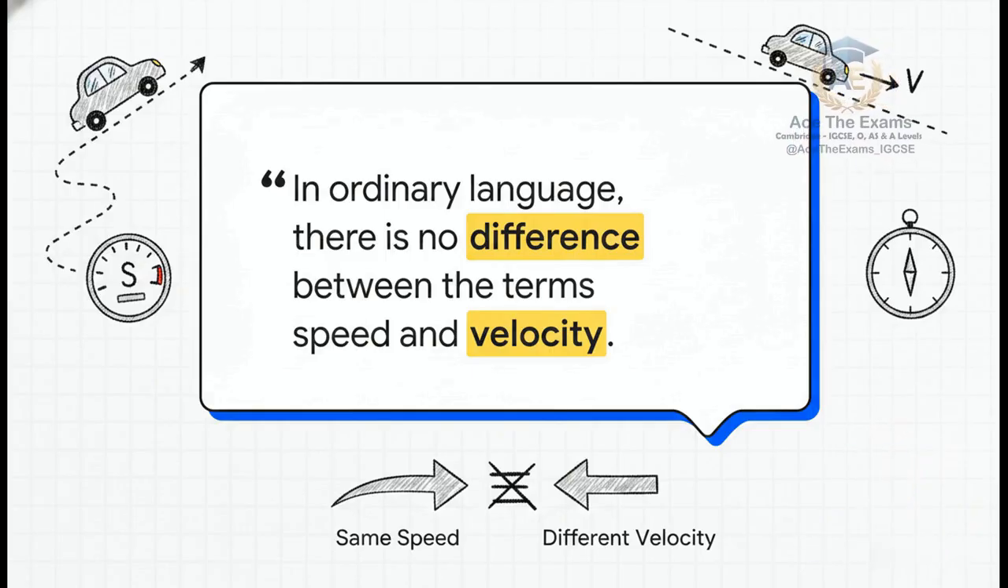So what does that mean in practice? It means a change in direction is a change in velocity, even if the actual speed stays exactly the same. If a car is going around a roundabout at a steady 30 miles per hour, its speed is constant, but its velocity is constantly changing, because its direction is changing. That means it's accelerating. Don't let them trick you on that.